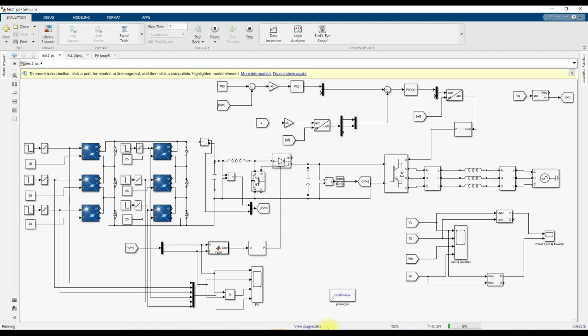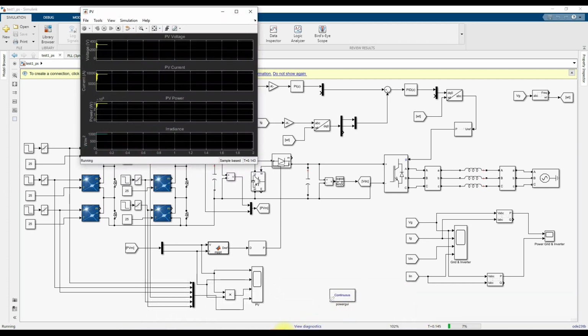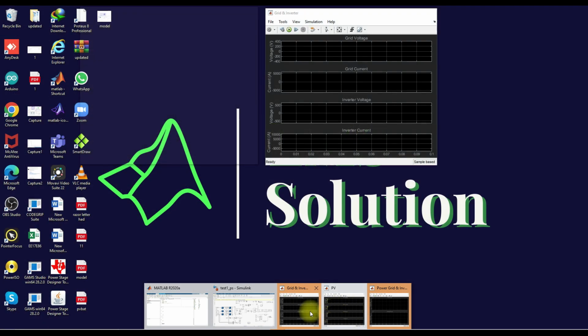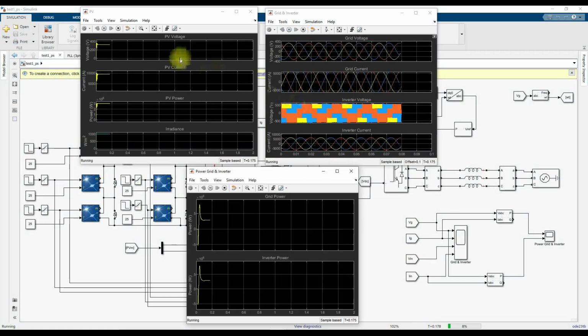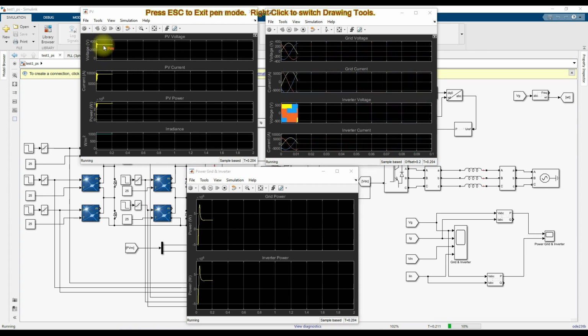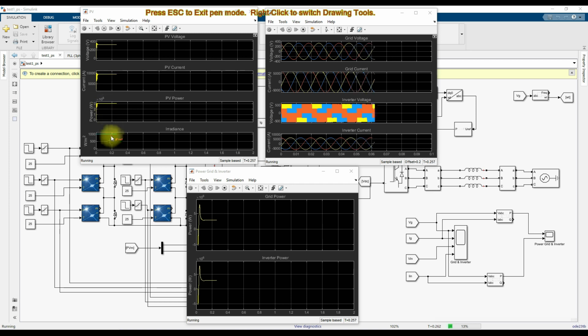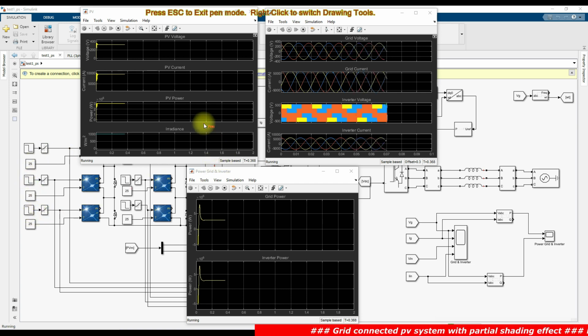Now you can see the model is running. I'm going to open the PV detail, grid detail and power detail. Here you can see that the voltage is maintained around 320 volts, and the current is maintained around 9,000 amps, right? And the PV power is around 3 megawatts. Now all the panels are operated at 1000 watts per meter square. After 1 second, the irradiation will change from 1000 to 800, 1000 to 600, and 1000 to 500, and then you will see the result.